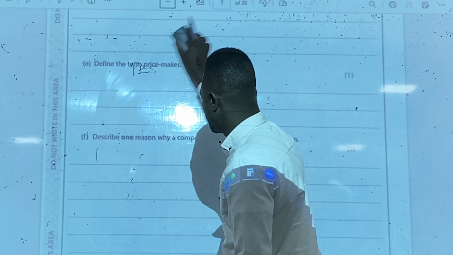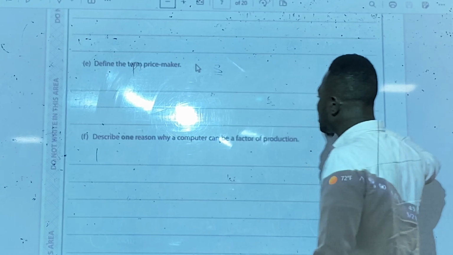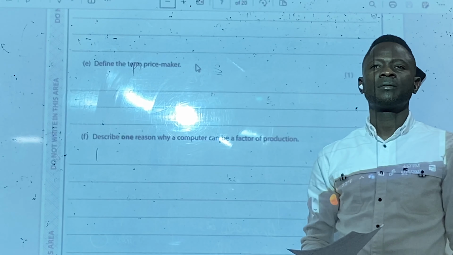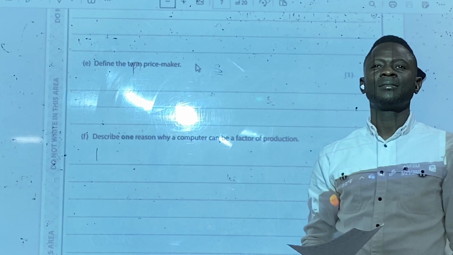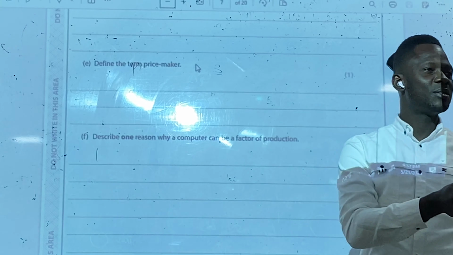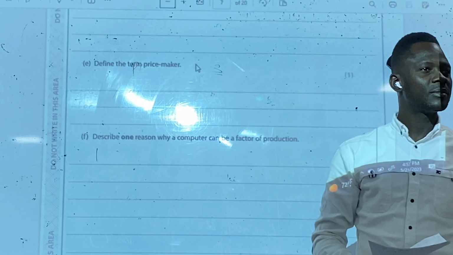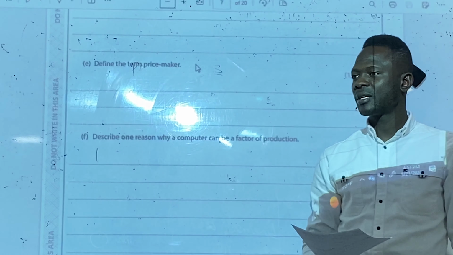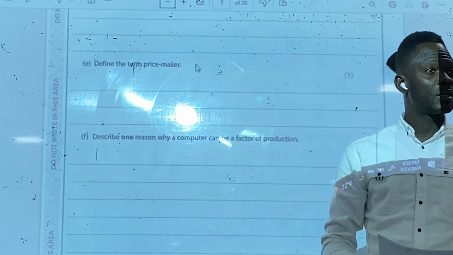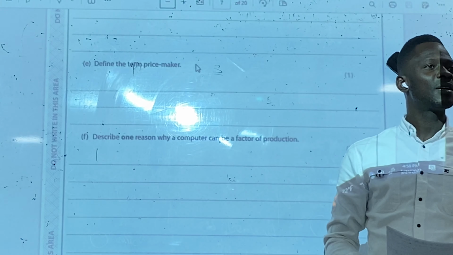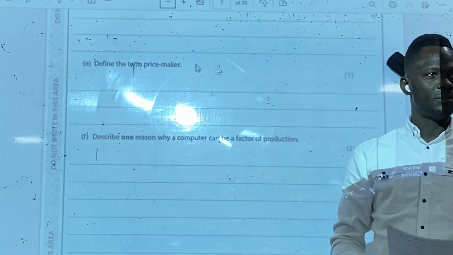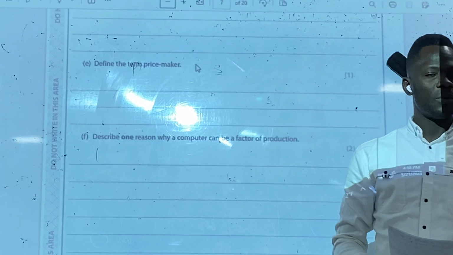The question says, describe one reason why a computer can be a factor of production. A computer can help him to make goods and services, so a computer is capital. What did you write? I skipped this one. What did you write, Manu? Computer helps to reduce goods and services. Alright. Well, the question is saying, describe one reason why a computer can be a factor of production.